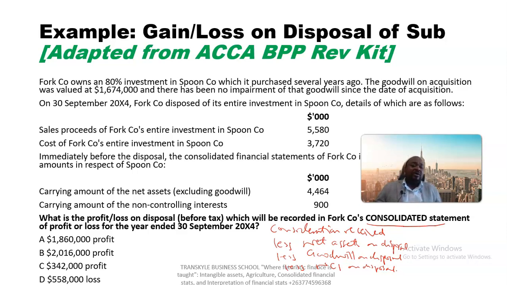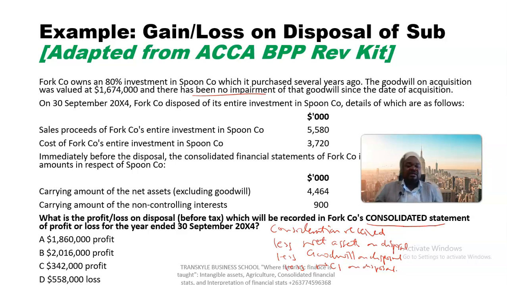So on goodwill, you then have to assess if the goodwill had been impaired since the date of acquisition. Because sometimes the examiner might give you the goodwill figure there, but he then points out that the goodwill has been impaired by so much. So in this case, we are lucky. We have been told that there's been no impairment. So let us then slot in the figures in our formula.